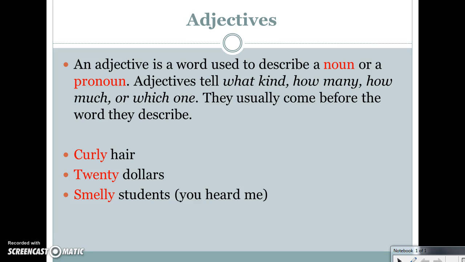If you are unsure of what nouns or pronouns are, you need to go back to the nouns and pronouns videos. Here are some examples. Curly describes hair. 20 describes how many dollars. Smelly describes students. You heard me.